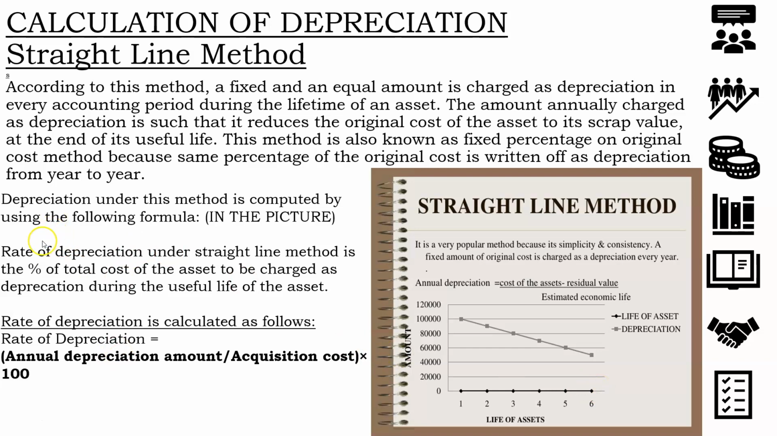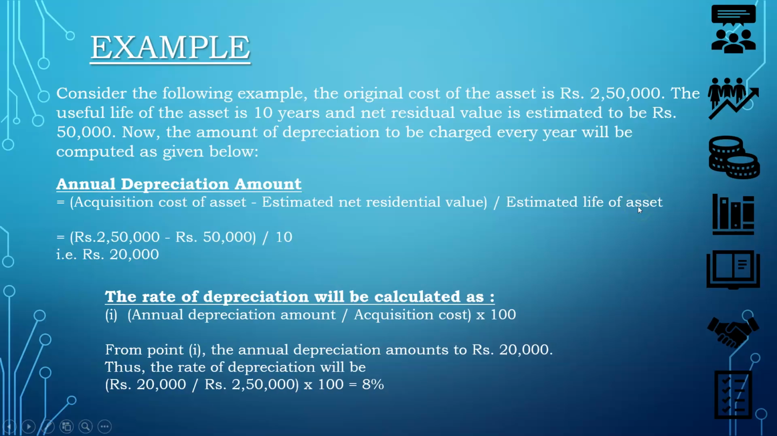Also, the rate of depreciation under straight line method is the percentage of total cost of the asset to be charged as depreciation during the useful life of the asset. So every year, since we are charging a fixed percentage of the cost of the asset as depreciation, it is also calculated by annual depreciation amount divided by the acquisition cost multiplied by 100. So we get a fixed percentage of depreciation every year using this method. We can see this with the help of an example.